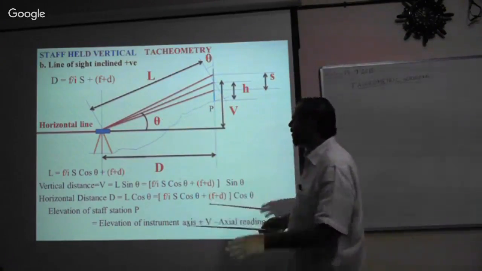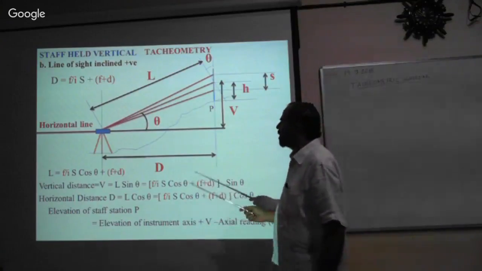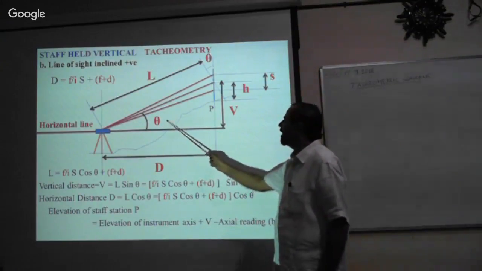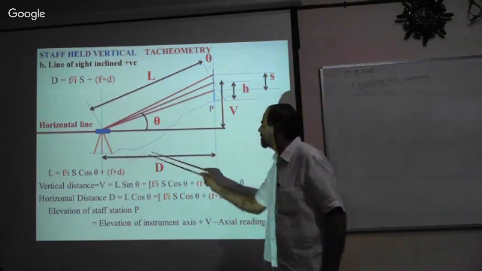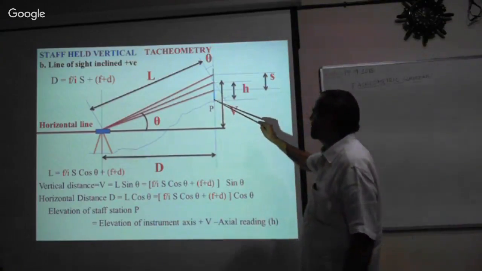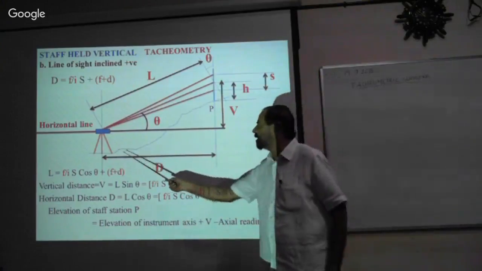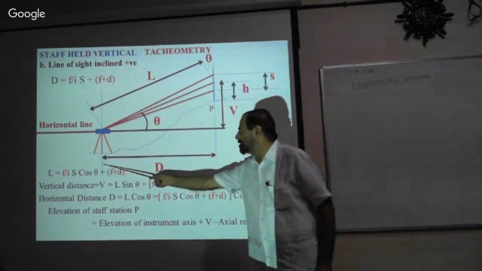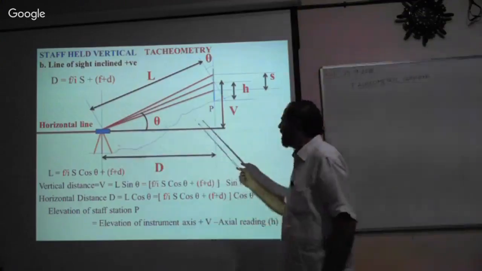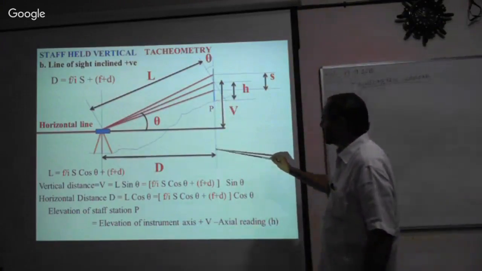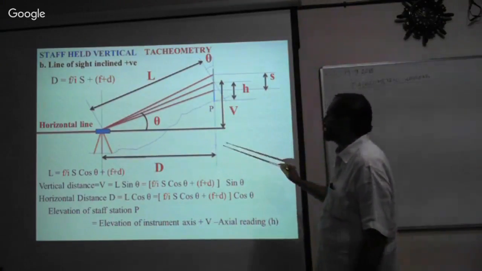We now have four data with us. From this we need to calculate the horizontal distance and the elevation of the location. Please note, here the horizontal distance is from the instrument station to the location of the object.